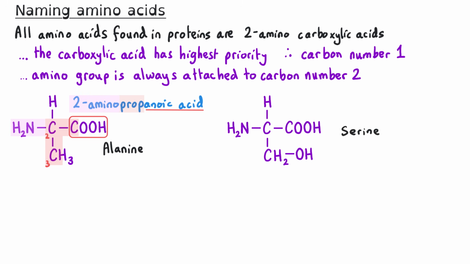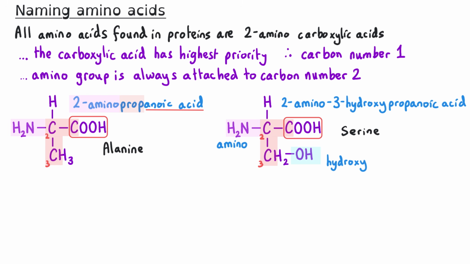For serine, which I'm showing here, we can again see the carboxylic acid group, and in fact, again, we have 3 carbon atoms in the chain, so this is propanoic acid, but we have an amino group and a hydroxy group this time. And so first of all, we need to assign the alphabetical order. Amino will come before hydroxy. And so this amino group is attached to the second carbon atom, and the hydroxy group is attached to the third carbon atom. And so this will be 2-amino, 3-hydroxy propanoic acid.